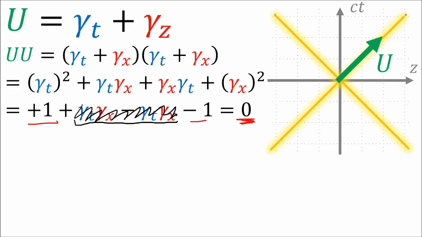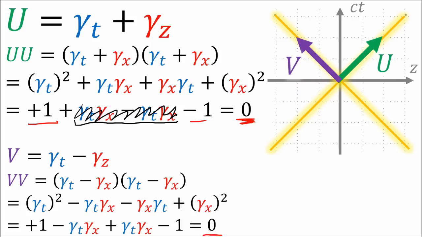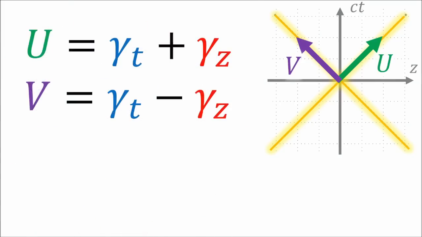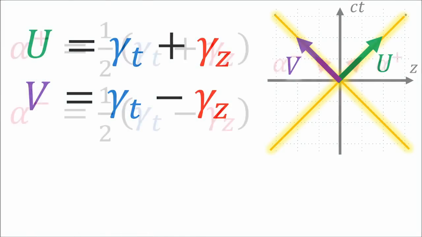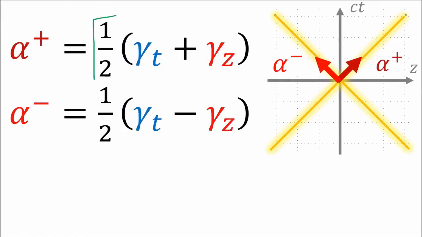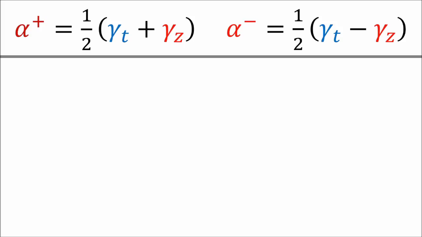So this light-like vector can be thought of as a nilpotent element. The vector gamma t minus gamma z, which represents a light beam pointing in the minus z direction, also squares to 0. For reasons that we'll see later, I'm going to multiply both of these vectors by 1/2. This doesn't change the fact that they're nilpotent. I'm going to call these two vectors alpha plus and alpha minus. We can check that the product of these nilpotent elements give projectors.